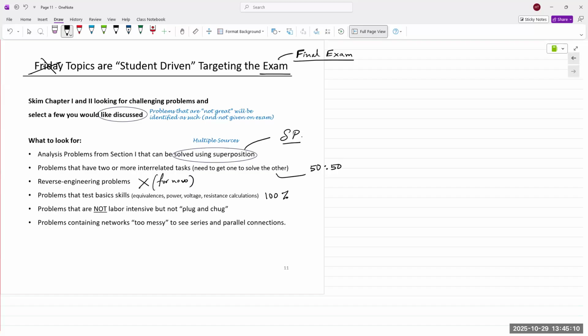Some of them could be plug and chug, or I like to say plug and solve, meaning you have an equation, but you need to figure out what the system or the problem is asking you. And once you figure out the equation, all you have to do is plug the values in there and solve it.